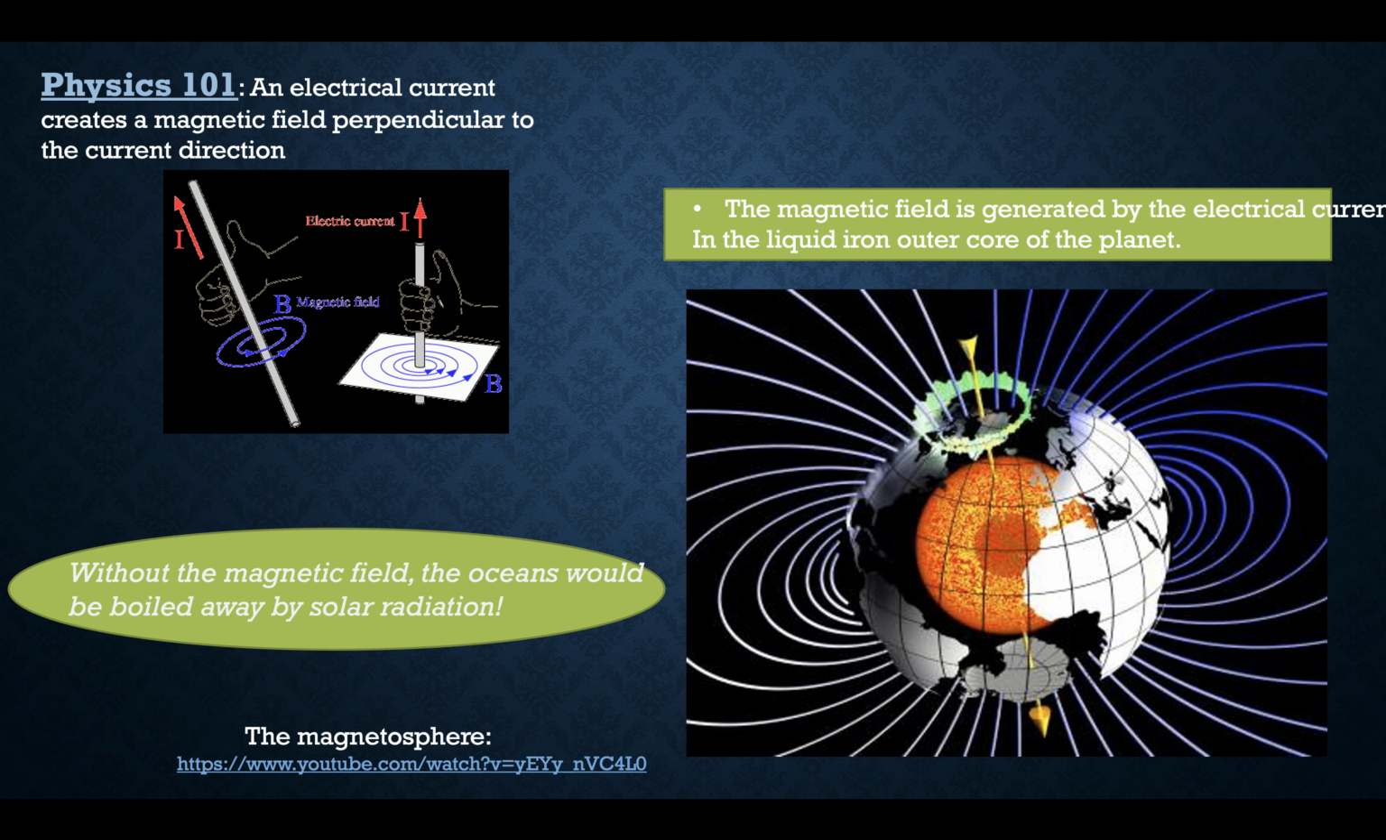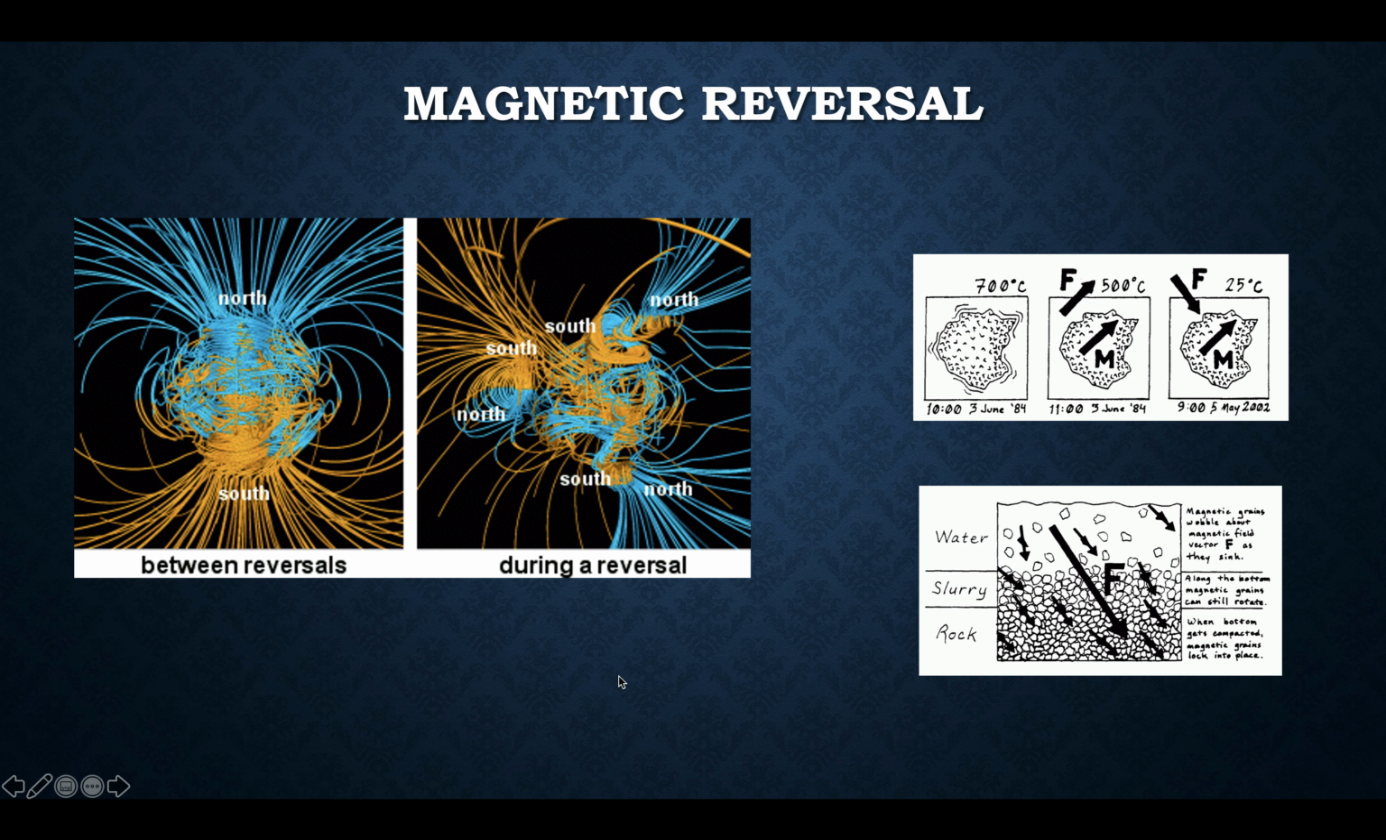This is just a little physics 101, because anytime you have an electrical current, you always create a magnetic field that will be perpendicular to the current direction. You can look at it this way. You have Earth's liquid outer core, and here's the spin axis. That's why the field lines come in here at the North Pole. So make sure you have a look at this clip as well.